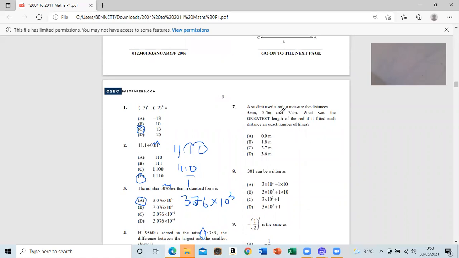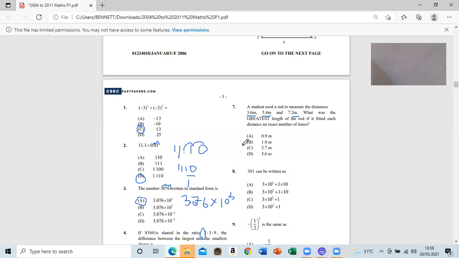All right. A student uses a rod to measure the distances 3.6 meters, 5.4 meters, and 7.2 meters. What was the greatest length of the rod if it fitted each distance an exact number of times? Love the question. What will be the answer, guys?